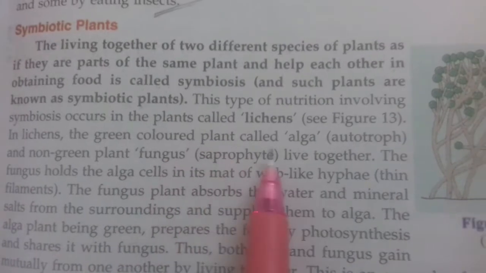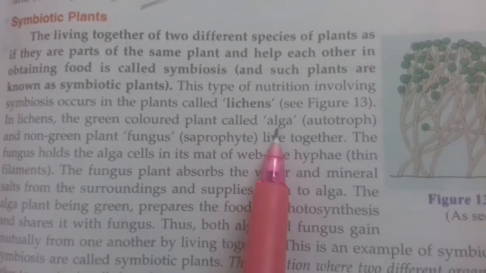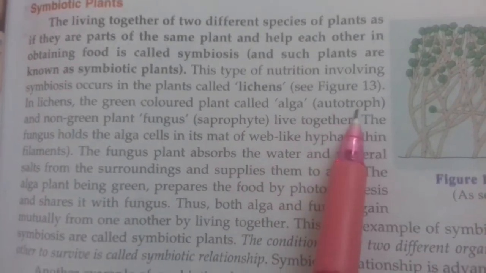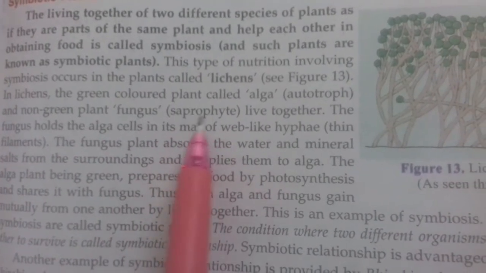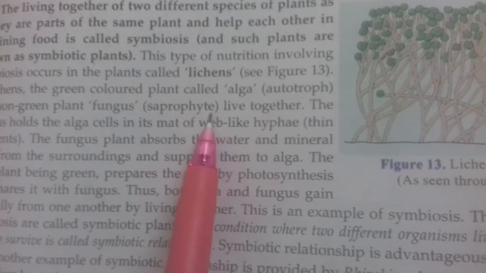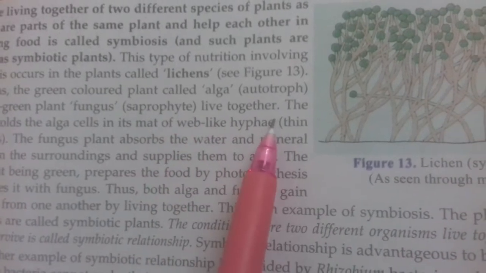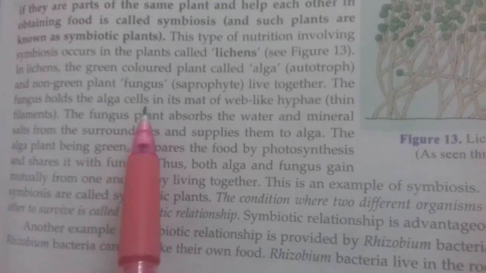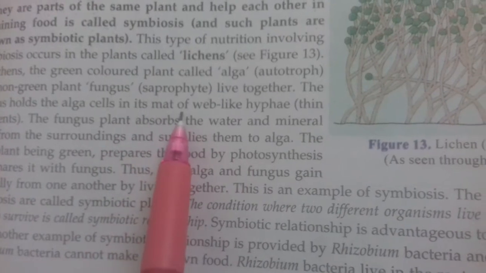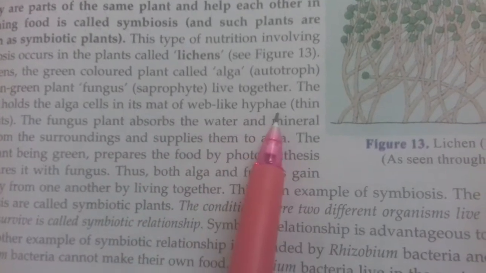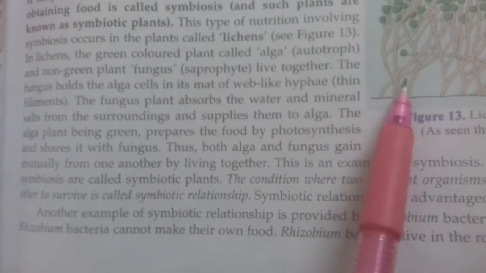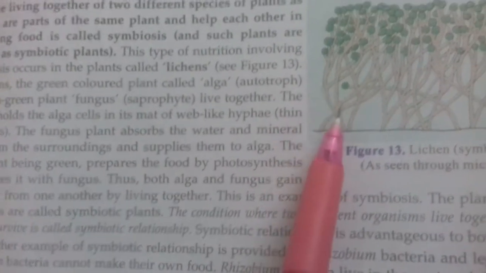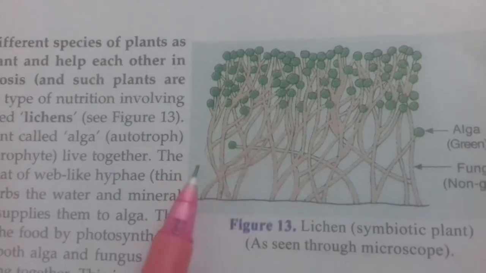In lichens, the green colored plant is called alga. These are autotrophs because they can do photosynthesis, and the non-green plant fungus is a saprophyte, as you have studied earlier, living together. The fungus holds the alga cells in its mat or web-like hyphae. Hyphae means thin filaments. These colorless tubes are thin filaments.